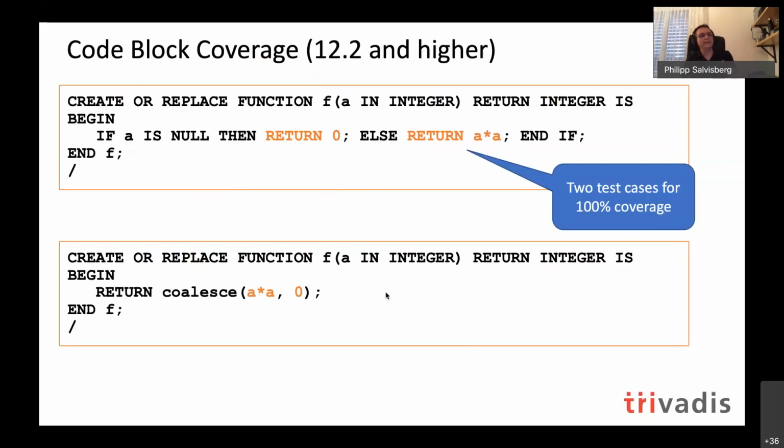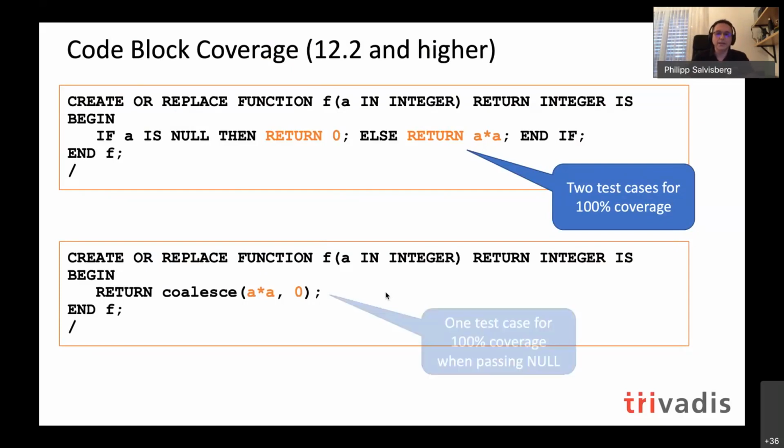So how many test cases do I need for this function to get 100% line coverage and 100% code block coverage? What do you think? Still 1? Other opinions? Right. It's 1 test case if you pass a null value. If you pass a null value, then this code block is touched and also this code block is touched. So it's really cool. These code blocks work also on these functions. But nonetheless, there are some flaws with this metric.